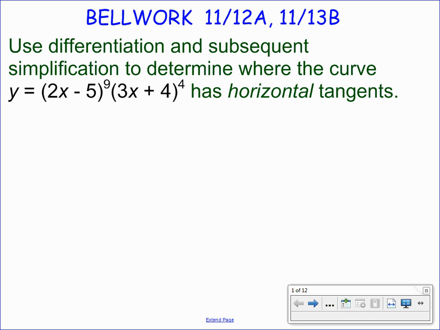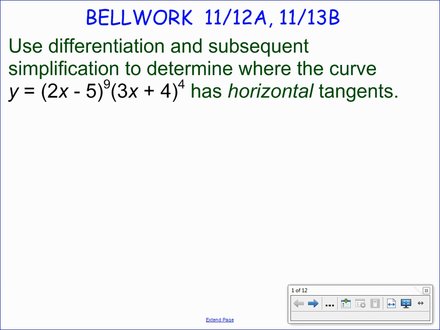We're trying to find where the curve has horizontal tangents. So what would our differentiation help us do? Find the horizontal tangent. Find where the slope doesn't change. Zero. We'll find where the slope is 0.